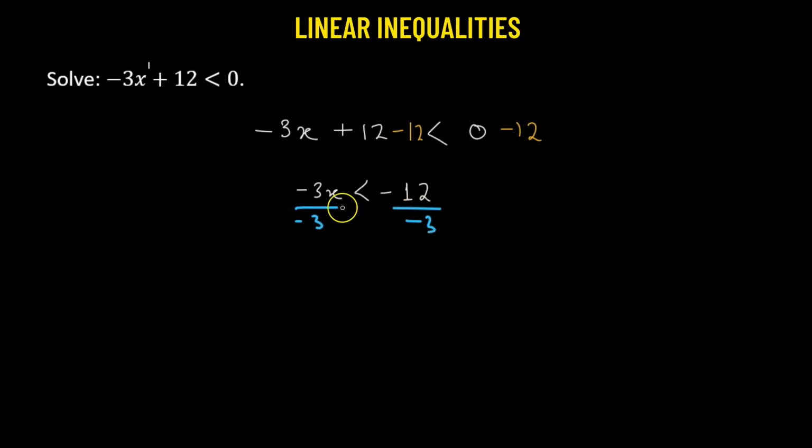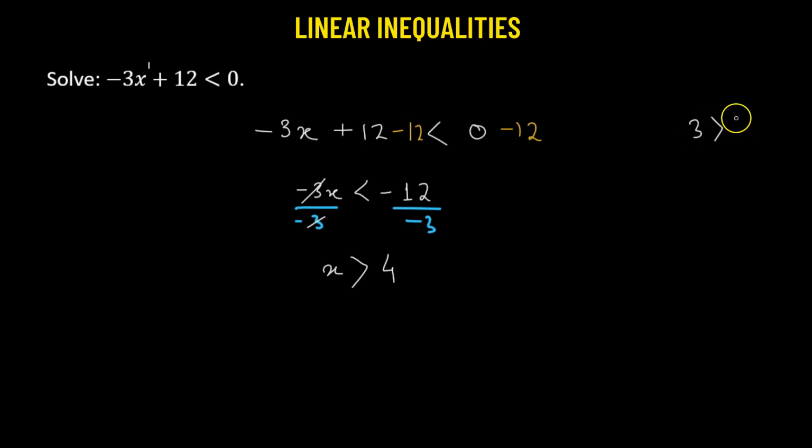On the left hand side we have negative 3 and negative 3 cancelling out, so we have x. The sign of the inequality flips, so that means we have x greater than negative 12 divided by negative 3, which will be positive 4.